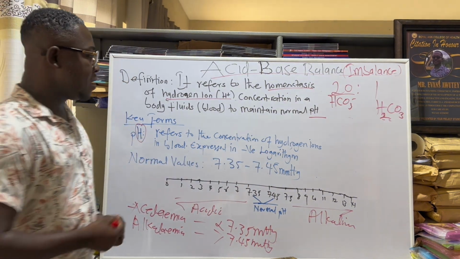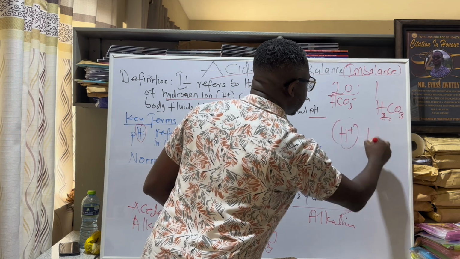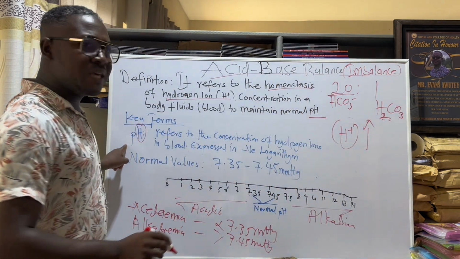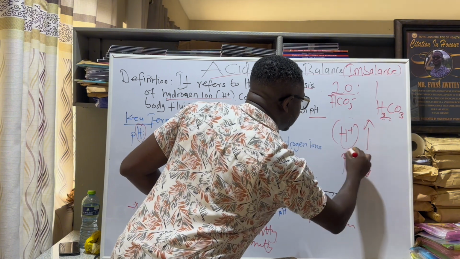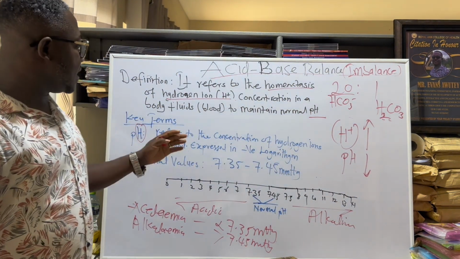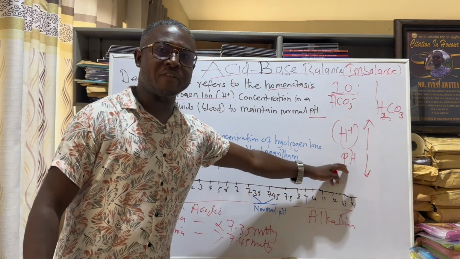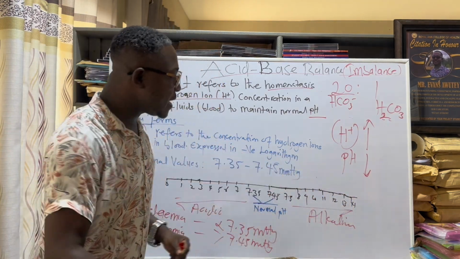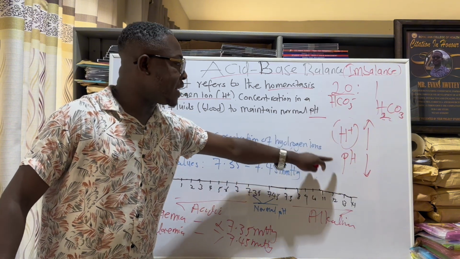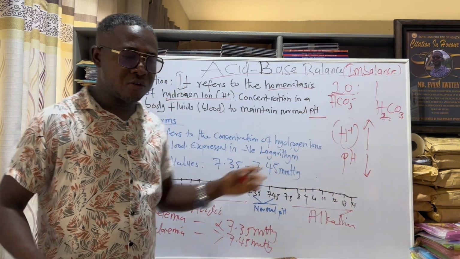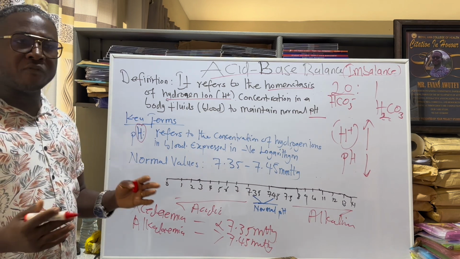What does it mean? It means that anytime our hydrogen ion concentration is high, the pH that we are measuring should be what? Low. So anytime the hydrogen ion concentration is high, the pH of the blood is low. And that also means that anytime the hydrogen ion concentration is low, the pH will be what? High.